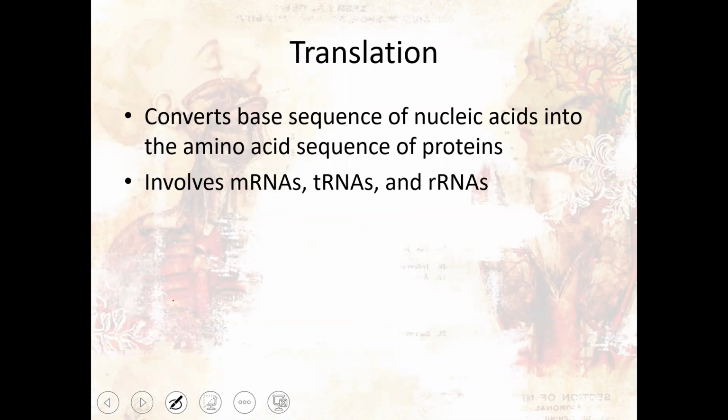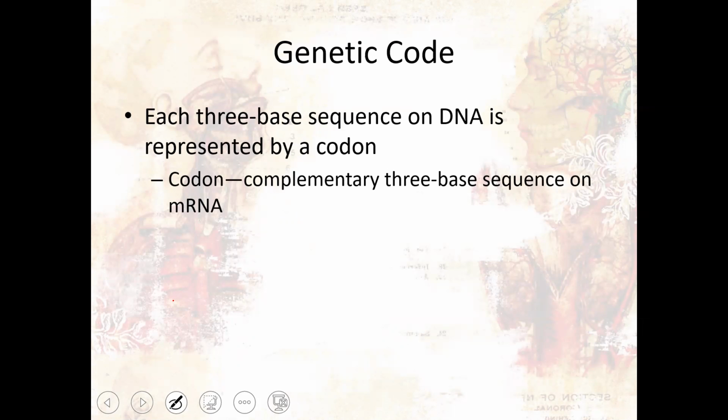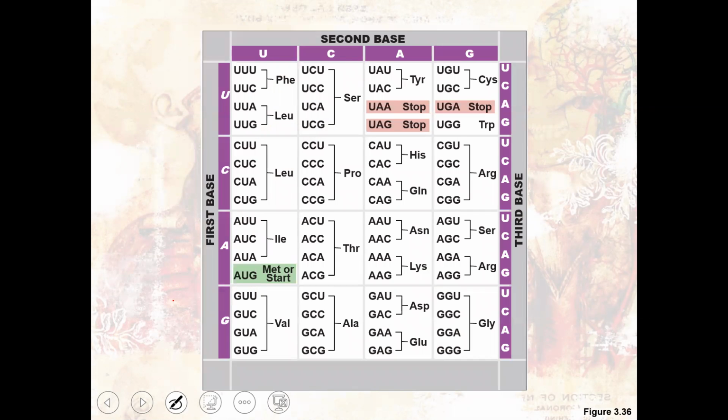Translation is then taking that code that's on the messenger RNA and turning it into the sequence of amino acids in a protein. Every 3 letters on DNA is represented by a codon on the messenger RNA. Here's the genetic code. Now, one thing to notice here is how redundant it is. There are all these 6 things that code for the same amino acid. What that means for you is that if something's screwed up here, you're going to be fine. Any of these 6 things will code for the same amino acid. So if there's a mutation somewhere and one of those U's becomes a C, you're probably still going to get the same amino acid.